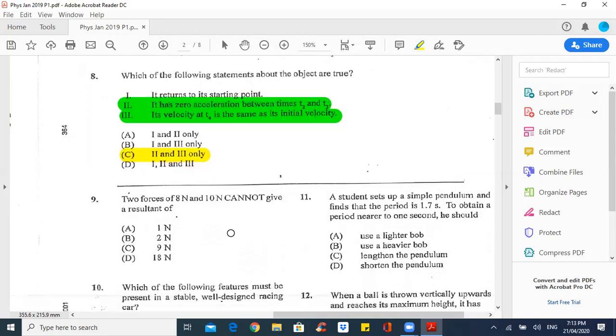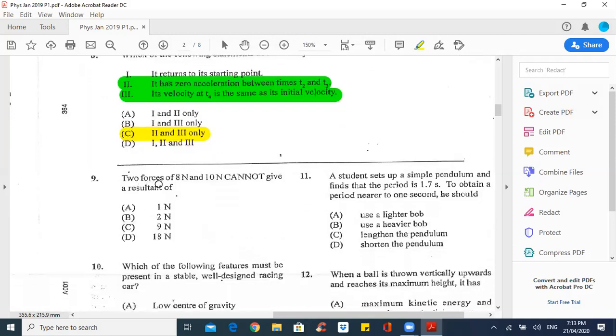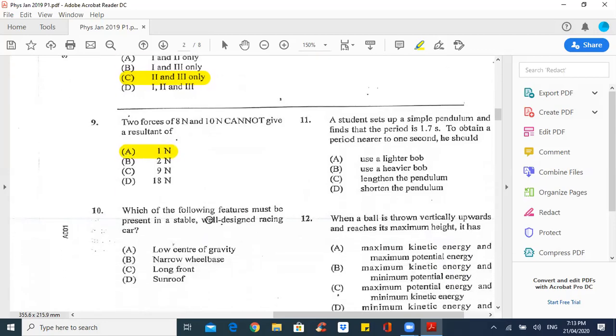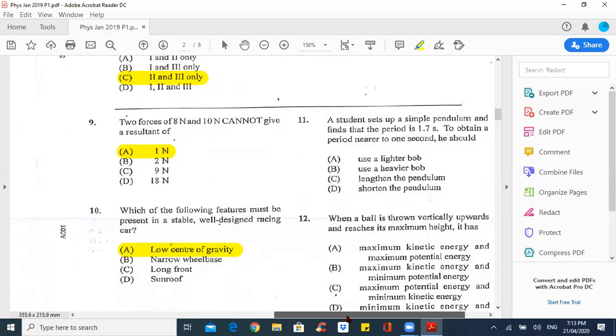Good. Number 4, two forces of 8 and 10 cannot give a resultant of. Your answer should be E, which is 1 Newton. This was a repeat question as well. Which of the following features must be present in a stable, well-designed racing car? Low center of gravity. The reason is so that the car doesn't topple over when you're taking corners, all right?